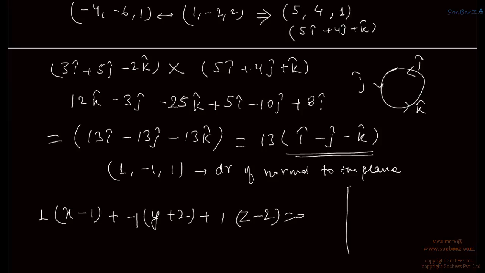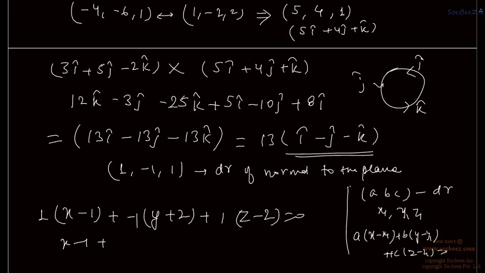So that is, if A, B, C are the direction ratios of a plane and the plane is passing through point x1, y1, z1, then we have the equation of the plane as A(x minus x1) plus B(y minus y1) plus C(z minus z1) is equal to 0. So we have done that. So if you simplify this, then we will be getting x minus 1 plus minus y minus 2, okay, plus z minus 2 is equal to 0.